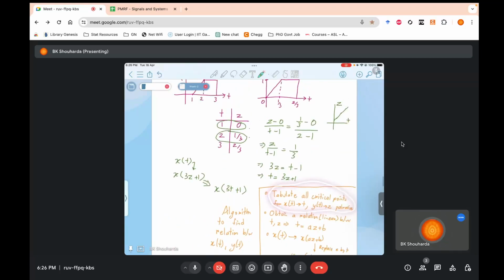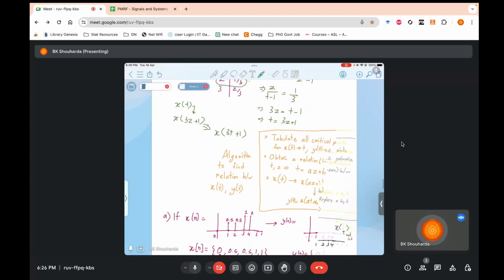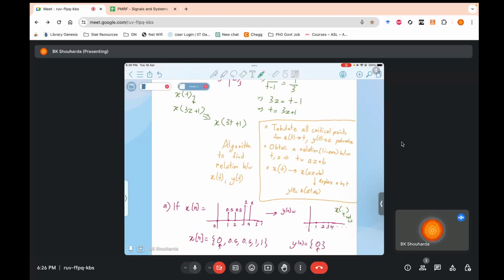By critical points, I mean those points where the signal starts and ends. You need at least 2 points and that's it. And then you find the relationship between the two and replace x(t) with x(at plus b), and so on.